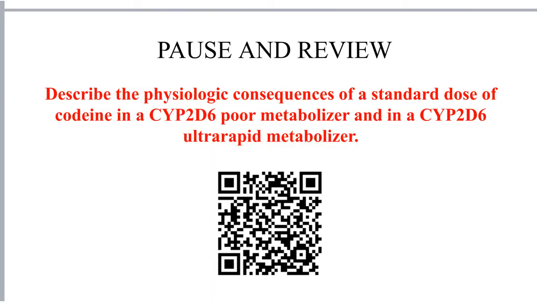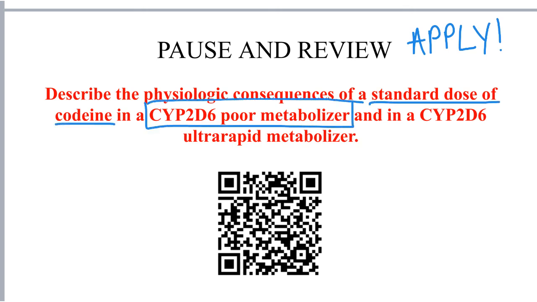Take a moment to practice applying these concepts to a clinical situation. What would happen when a standard dose of codeine is given to a CYP2D6 poor metabolizer? What would be the physiologic consequences? What are the pharmacogenomic reasons underlying these differences? On the other hand, what would happen when a standard dose of codeine is given to a CYP2D6 ultra-rapid metabolizer? What are the physiologic consequences in this case, and what is the pharmacogenomic reason underlying this difference? Snap a pic of the QR code on the screen if you need help answering this prompt.